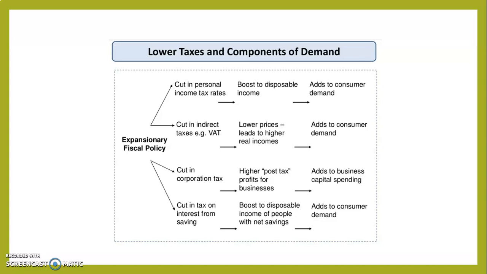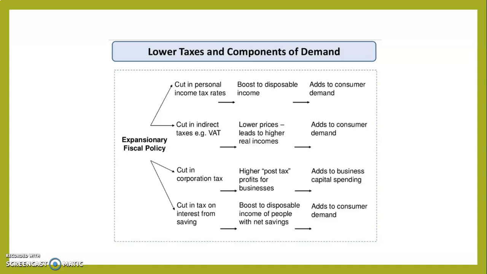Lowering the tax on income will increase the amount of income that you have after paying the tax, and this will make you demand more goods and services. Accordingly, this will increase the first component of the aggregate demand, which is consumption. Let's move to the indirect taxes or the VAT. How will lowering the VAT increase the aggregate demand?